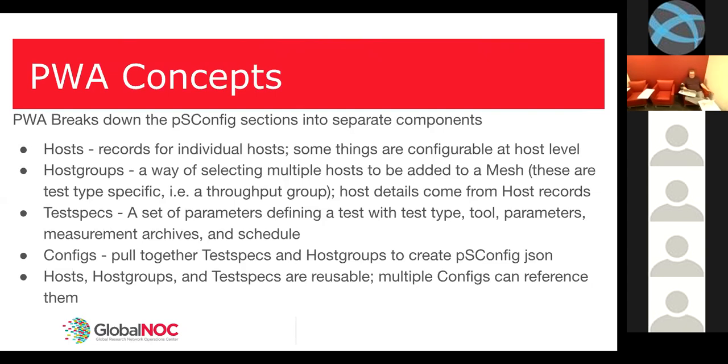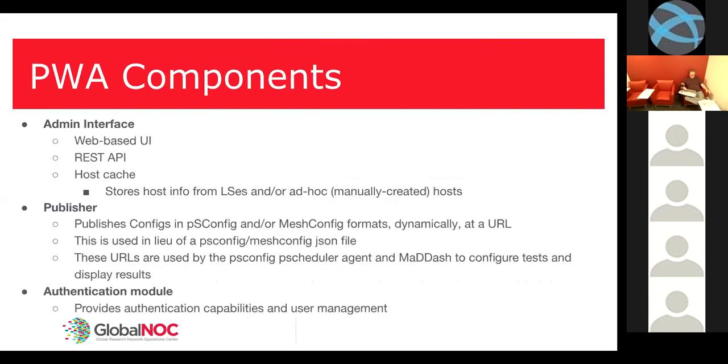All these hosts and records, host groups, and test specs are reusable. So, if you have, say, all your throughput tests use the same parameters, or you have a couple different sets of throughput parameters that you always use, then you would only have to define two test specs to cover those things, and then not have to recreate them later. And then also updating one of them would update them all.